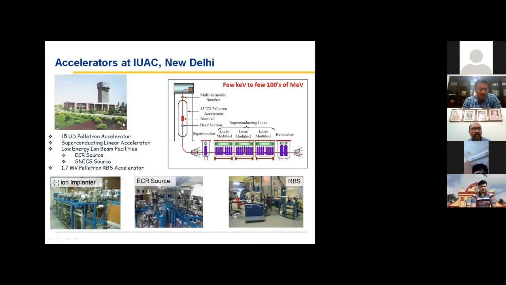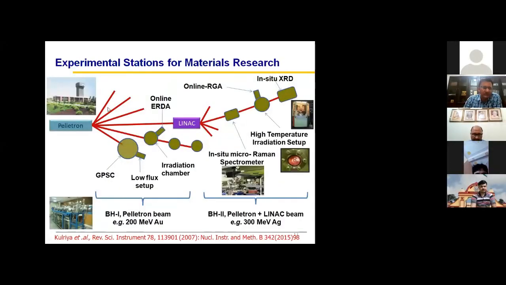There we are able to irradiate all the ions in the periodic table to a very high energy, from kilo electron volt up to MeV energy. So these are the beam lines in the IUAC particle accelerator. This one is the materials science beam line, and the same pelletron beam we feed to the LINAC to increase the energy.